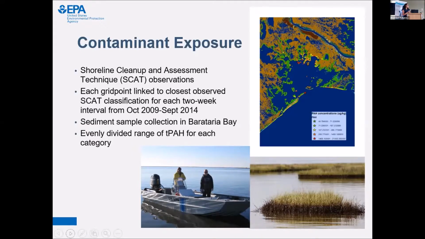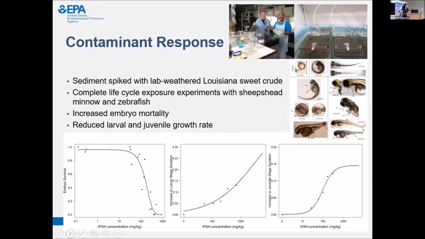But we then looked for a 5-year period at what the oiling was within Barataria Bay and used that information, as I described before, to alter our population dynamics and have them projected for the 5-year period. We also collected sediment samples within Barataria Bay for each of the 5 different categories and had those analyzed for total PAH values. Okay, and then using those categories and the estimated PAH values, we adjusted our vital rate parameters accordingly based on experiments that we did in the lab.